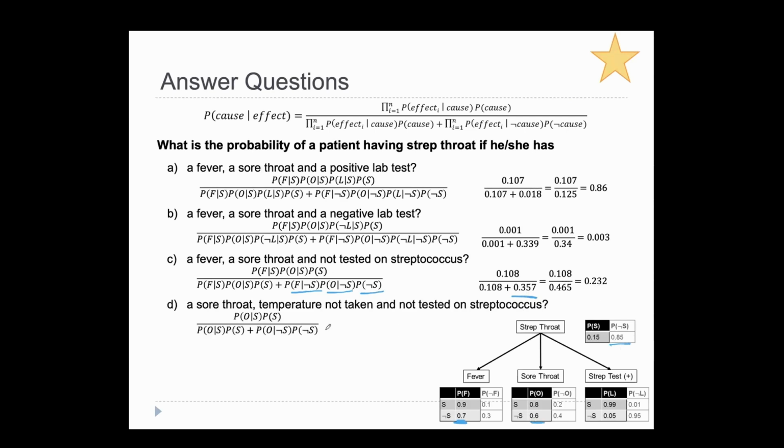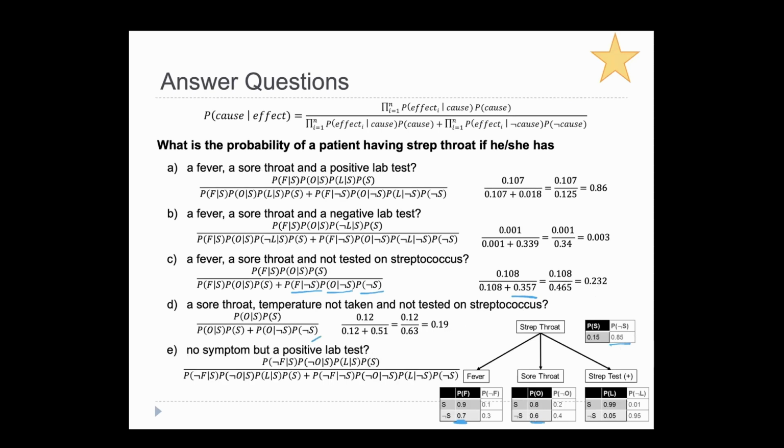So similarly, you can actually calculate the others here. No symptom, but a positive test result. You can just similarly calculate the other probabilities, all right?